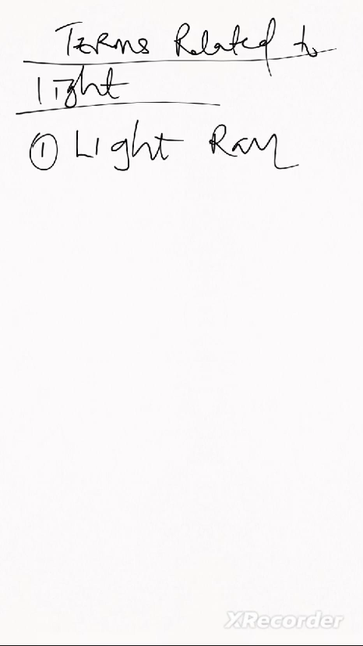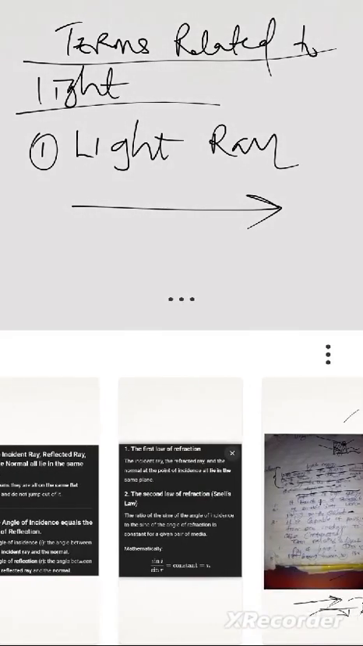light. The first one that you should know is light ray. What is light ray? Light ray simply means the direction through which light passes. It's just a single arrow like this that you can use in representing light ray. But let's check your notes and see exactly how it is described, just for exam purposes.